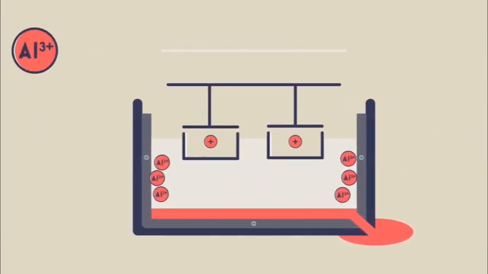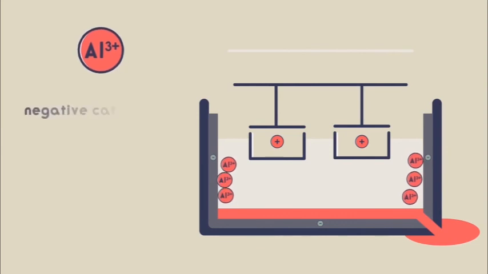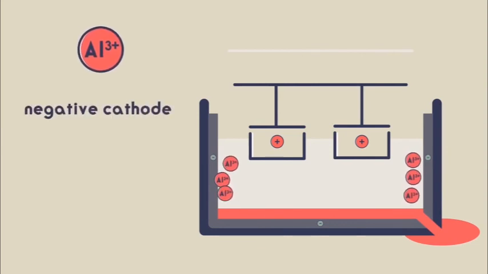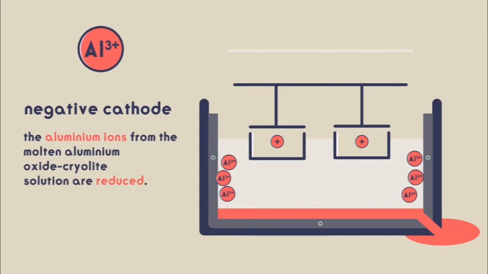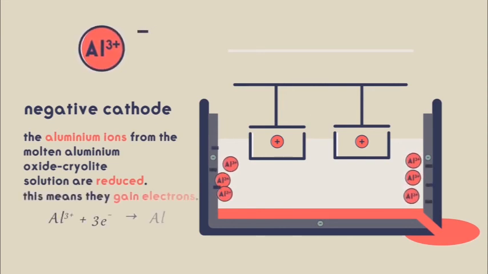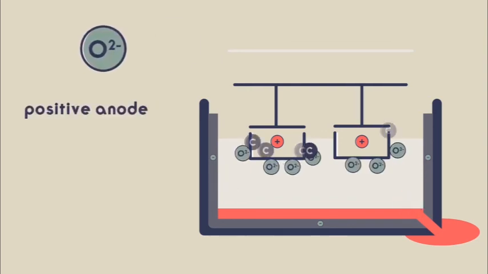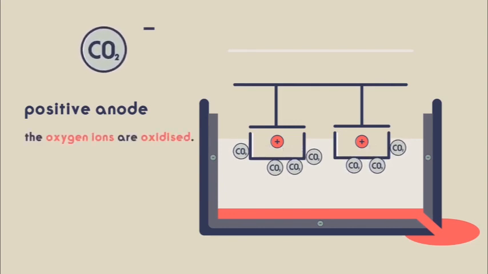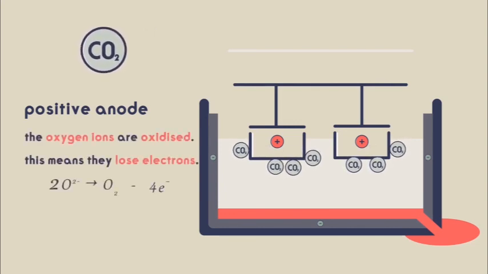Let's have a quick look at the reactions at the electrodes. At the negative cathode, where the aluminium forms, the aluminium ions from the molten aluminium oxide cryolite solution are reduced. This means they gain electrons. At the positive anode, where the oxygen reacts with carbon to make carbon dioxide, the oxygen ions are oxidized. This means they lose electrons.